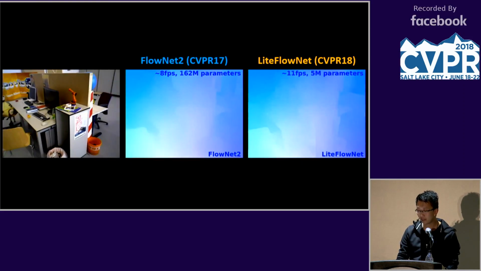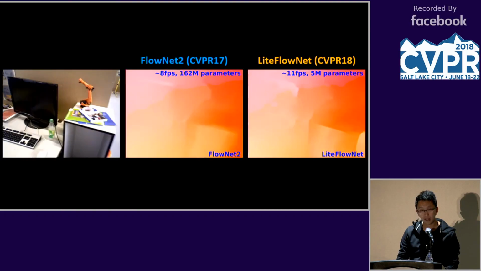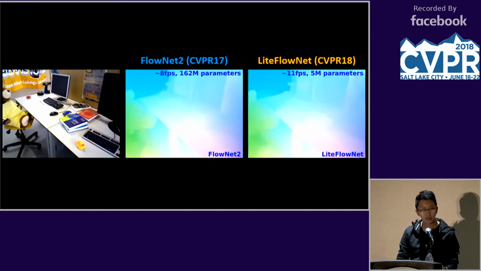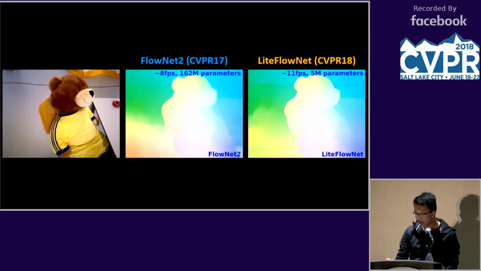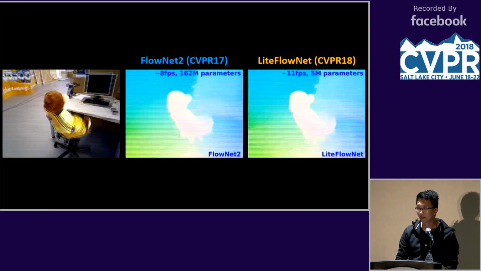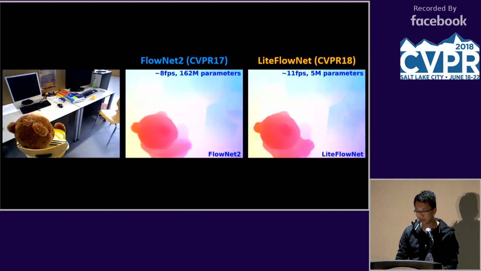The key difference is that LightFlowNet is a very compact network. It has about 5 million parameters. This is over 30 times smaller in model size and 1.36 times faster than FlowNet 2.